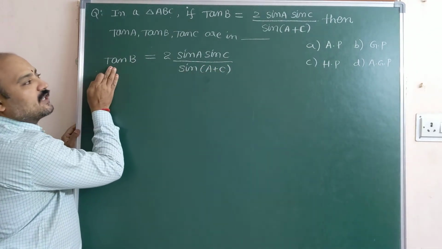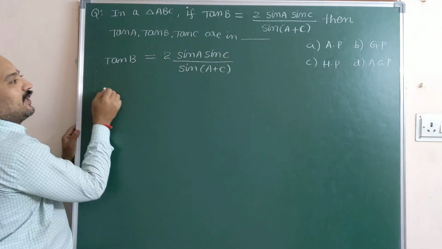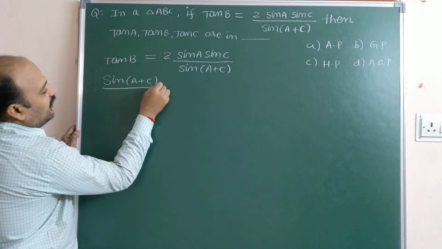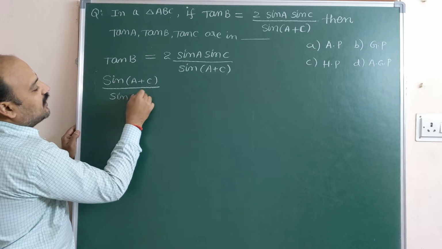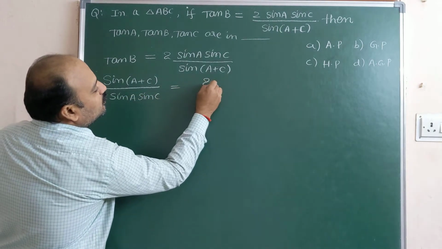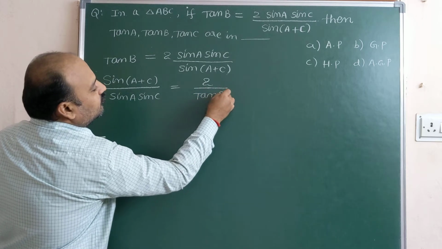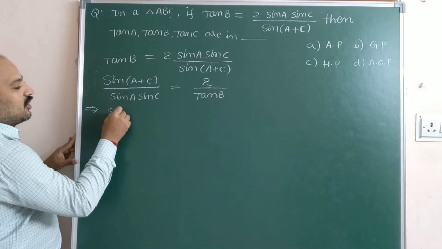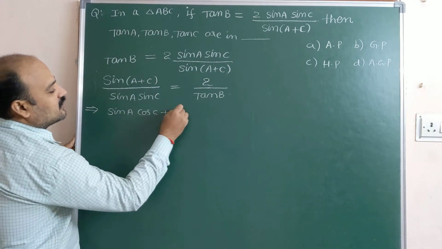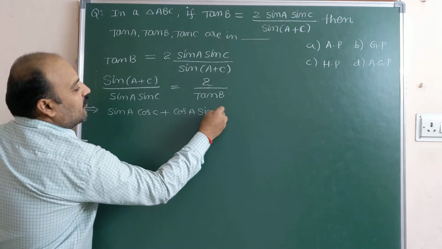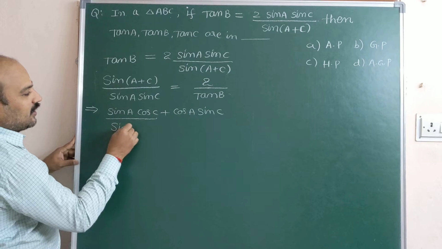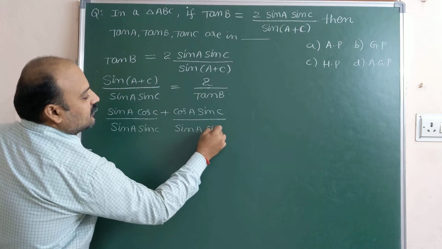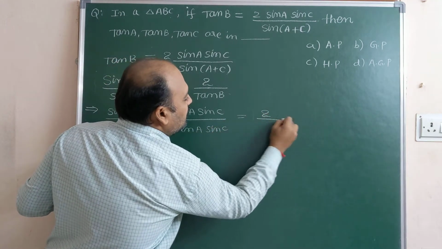Sin of A plus C I am taking this side, and sin A into sin C also I can take this side. So sin(A plus C) divided by sin A sin C is equal to 2 by tan B. Sin of A plus C expansion you have to write: sin A cos C plus cos A sin C, divided by sin A sin C, is equal to 2 by tan B.